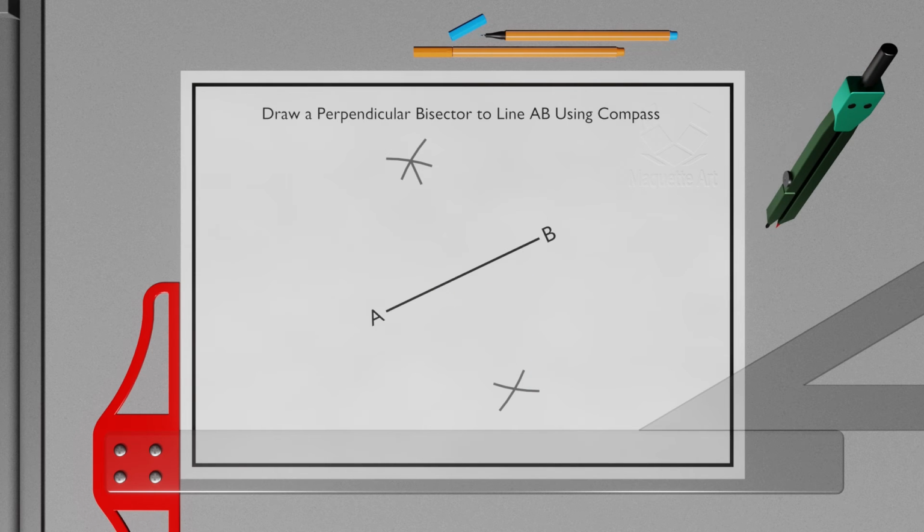Now when connecting those 2 points we get a perpendicular bisector. So the two intersecting arcs must be of the same radius. But it is not necessary to use the same radius for the other two arcs, on the opposite side.